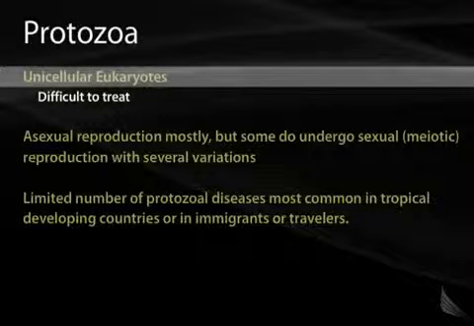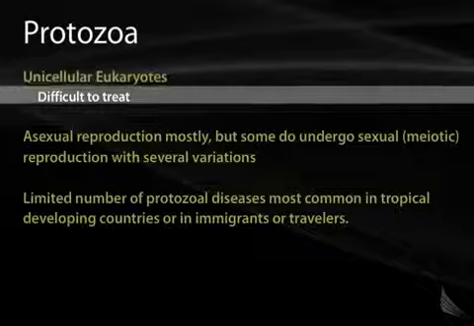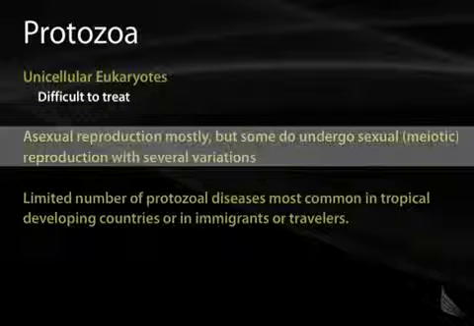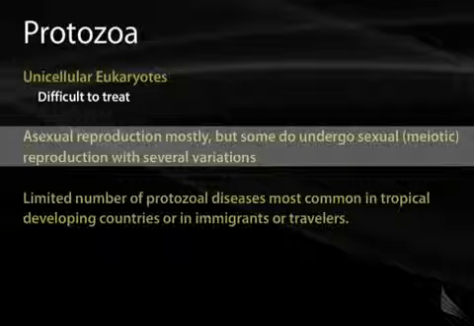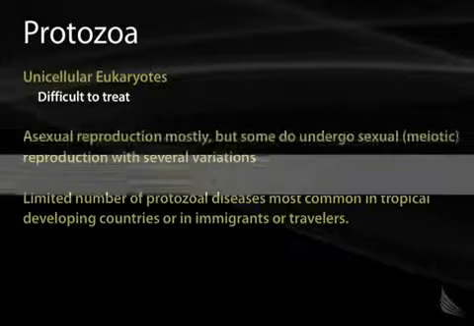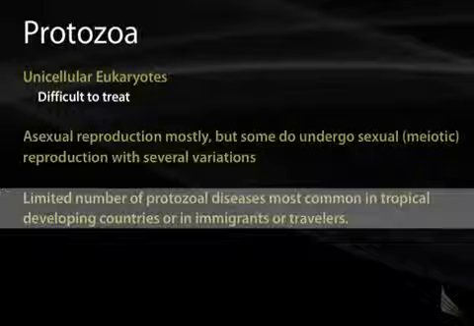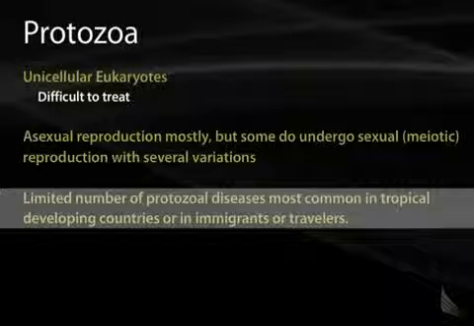Protozoa are unicellular eukaryotes, and therefore they're difficult to treat. They have asexual reproduction mostly, but some undergo meiotic or sexual reproduction with several variations. There are a limited number of protozoal diseases, most common in tropical developing countries or in immigrants or travelers.